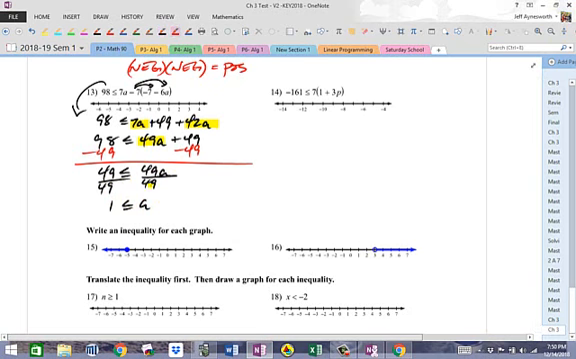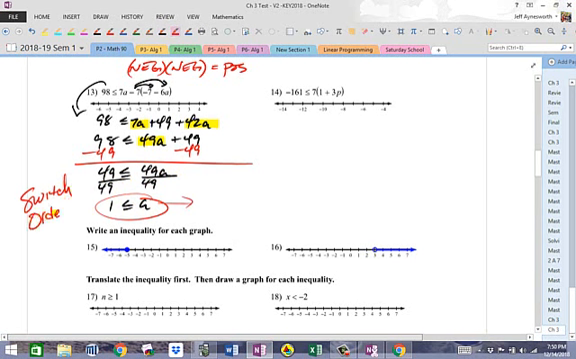Now you're not done here because you have to switch the order. If 1 is less than or equal to a, that means a is greater than or equal to 1. So 1 is a solution, and you graph it as so. All numbers greater than or equal to 1 lie to the right of 1.